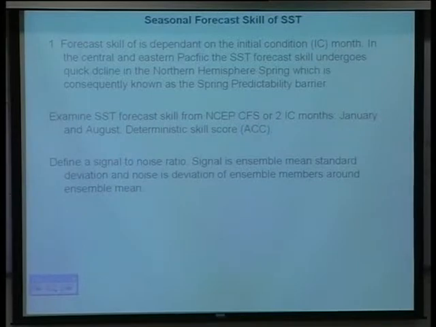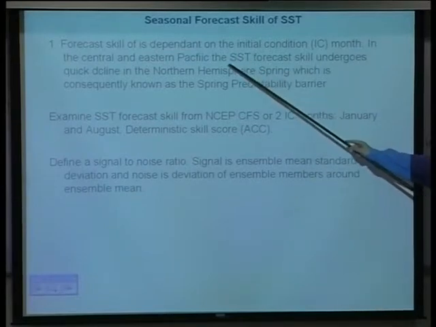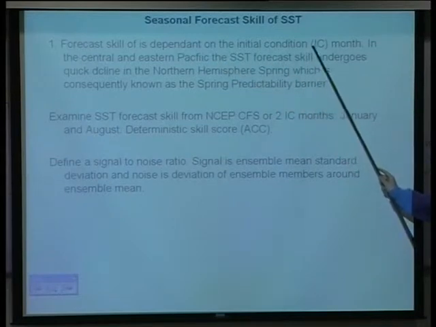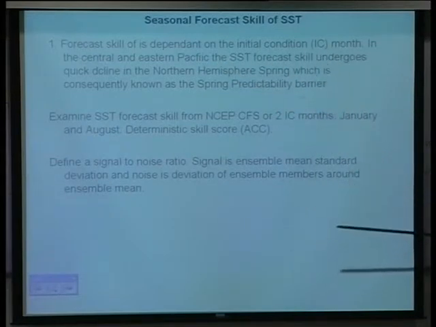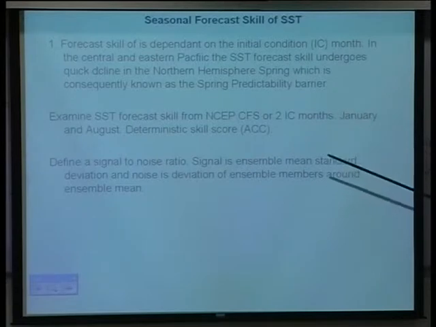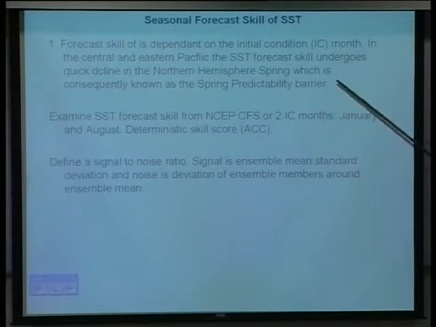Okay, so let's talk first about seasonal forecast skill of SST. So a point that I didn't talk about yesterday, but that is important, is the forecast skill on a seasonal time scale is dependent on the initial condition month. So what that means, for instance, is if you start a forecast in February and integrate out for 4 or 6 months, it's going to have lower skill, generally speaking, than one integrated from July or August. And the reason for that is that the Northern Hemisphere spring is a time when the system is weakly coupled.